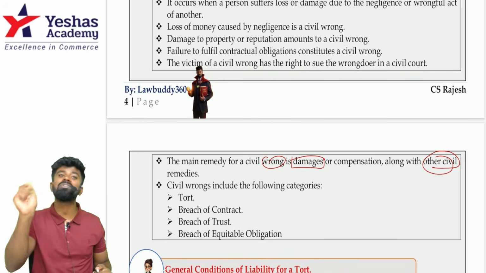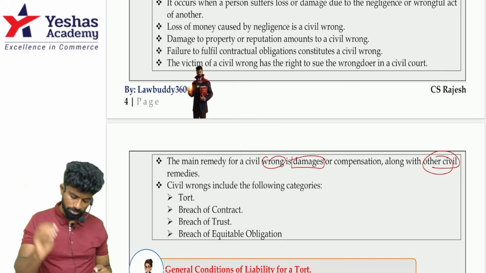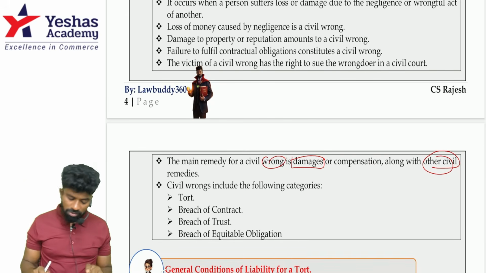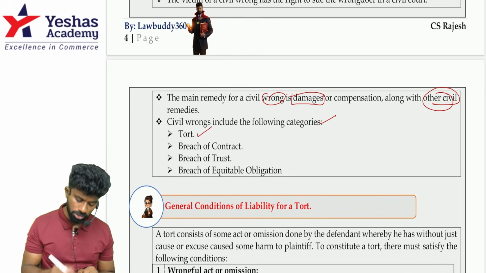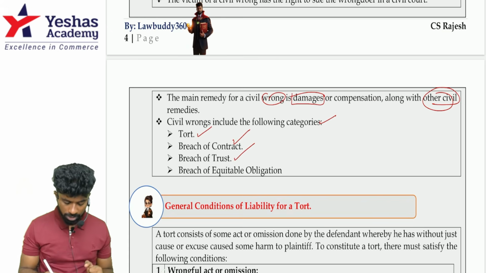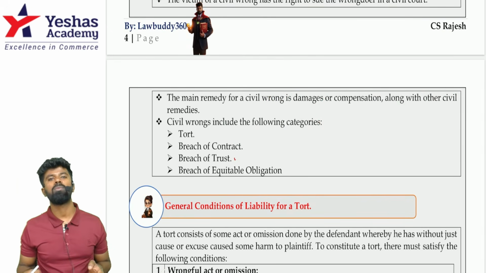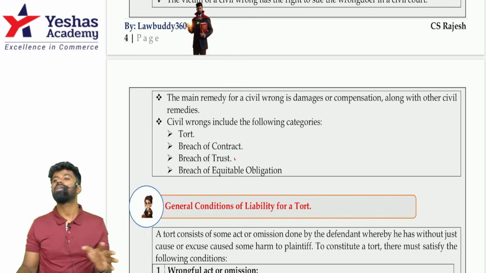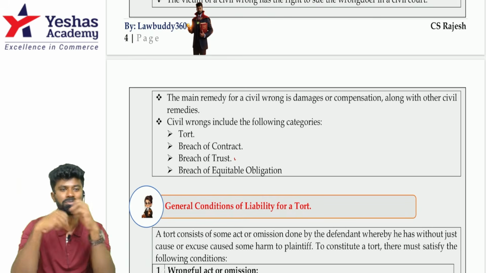Damages: if liquidated, contract. Unliquidated, tort. Civil wrongs include the following categories of wrongs. First one is what? Tort. Second one, breach of contract. Third one, breach of trust. And the fourth one, equitable obligation. I hope you are clear with the concept of civil wrong and tort.